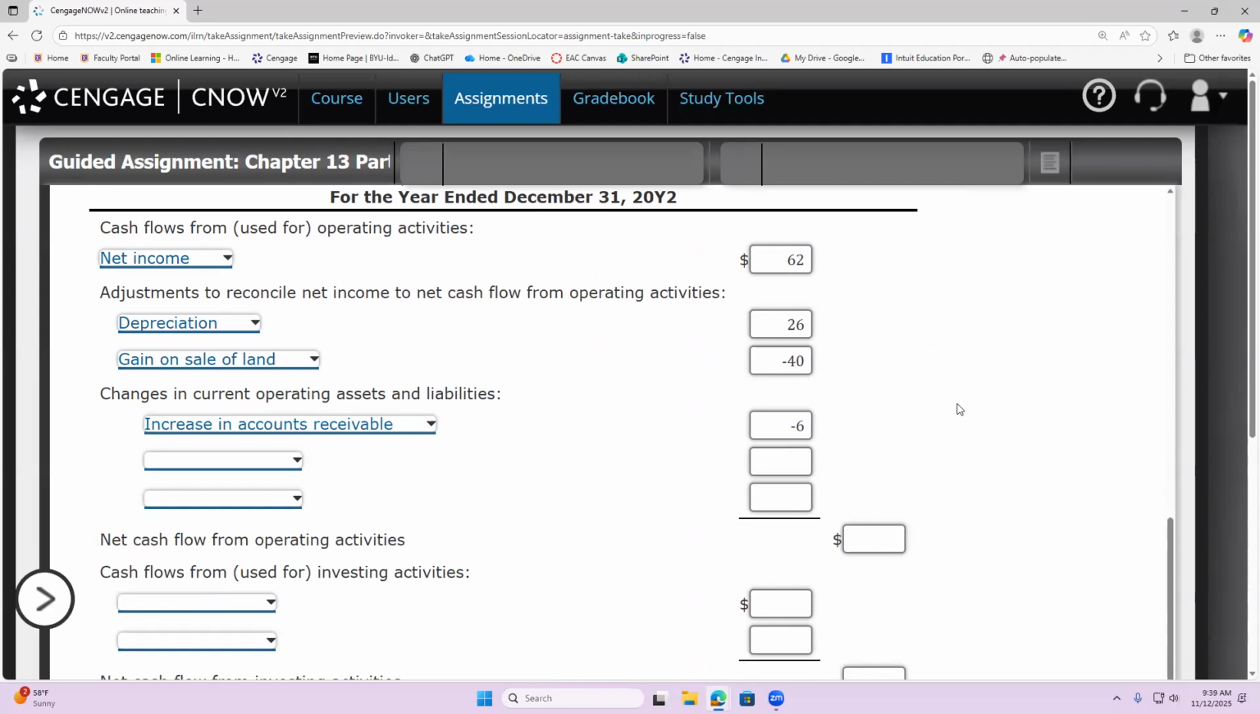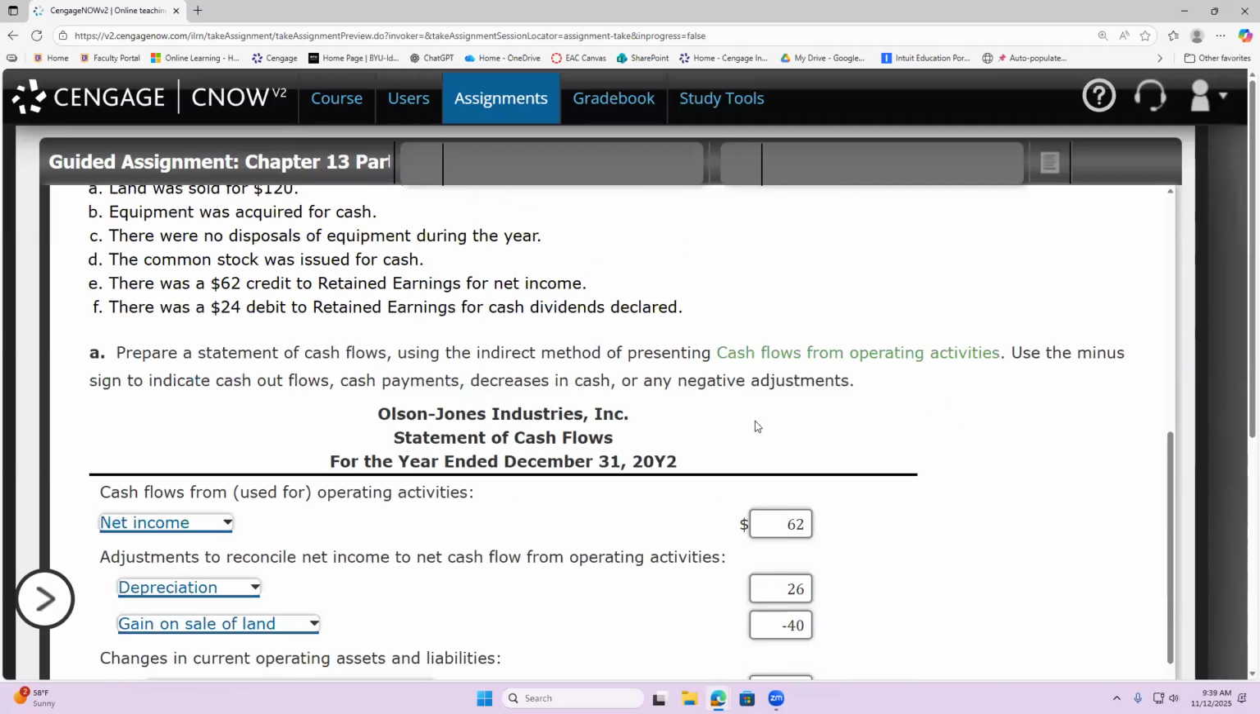The reason why is because this is money owed to us. And if the money owed to us went up, it means we did not collect all of our sales in cash. How do we know that? Because we're owed more than we were at the beginning of the year. So again, we start with net income, which assumes all the revenue is cash. And then we realize here, oh, there was 6 in this case of cash that we didn't collect. So we're adjusting it down.